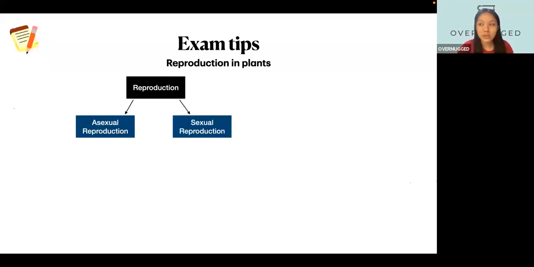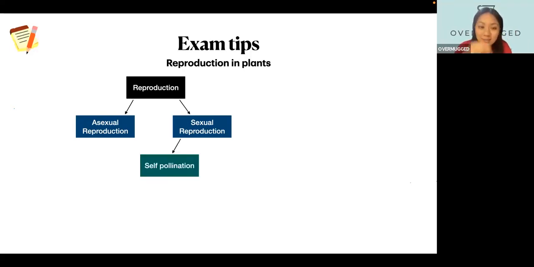And then there is sexual reproduction. Sexual reproduction will be the one that we are familiar with. Basically, it involves two parents, one mother and one father, male gametes and female gametes. That is sexual reproduction, and that is what happens in humans. That makes a lot of sense.